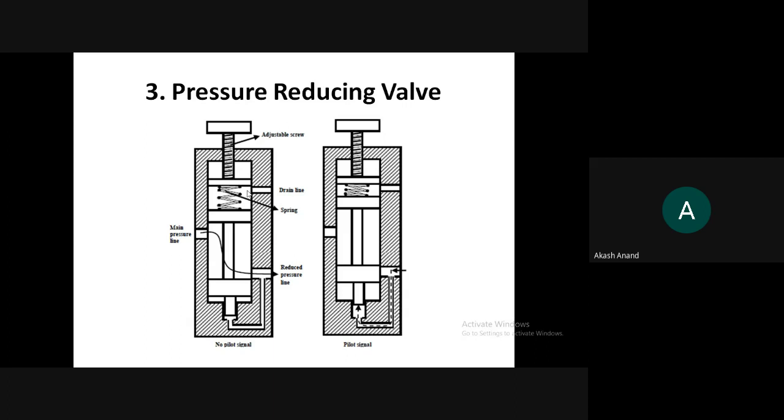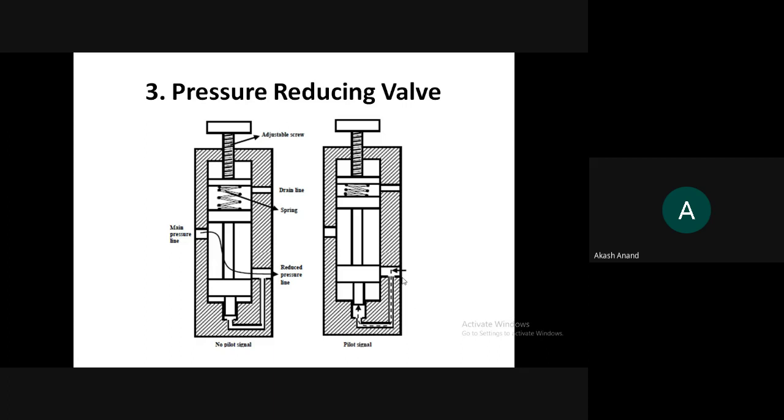So these are the two cases. Case one is when no pilot signal is given, and case two is when a pilot signal is given. Pilot signal means just an inlet pressure or a separate pressure. We have already seen it in some other examples.